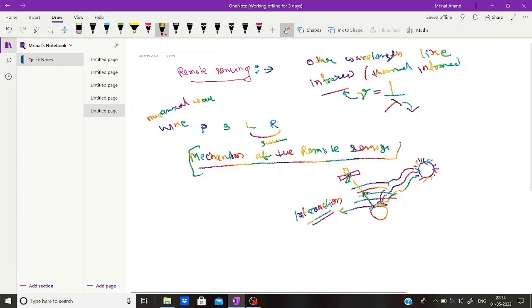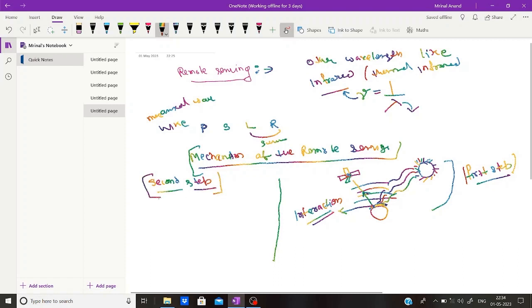So this is the first step of the mechanism of the remote sensing. Now we are going into the second step of the remote sensing.